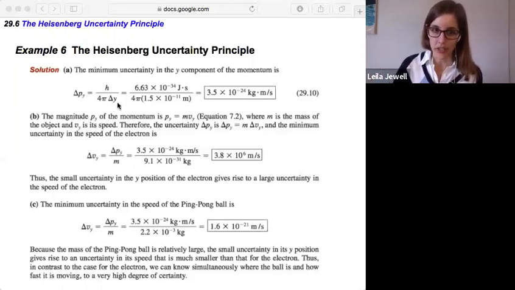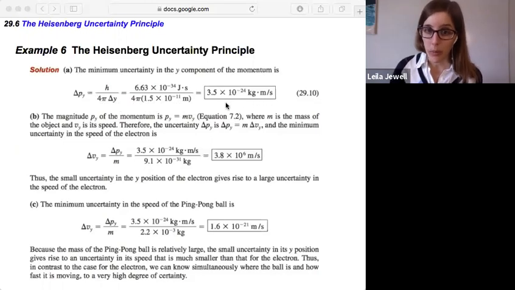So I'll divide my uncertainty in y to the right side, and then I just have Planck's constant divided by 4 pi divided by this uncertainty in the y component. And that tells me that the uncertainty in the y component of the momentum is 3.5 times 10 to the negative 24 kilograms meters per second, which are my units of linear momentum.